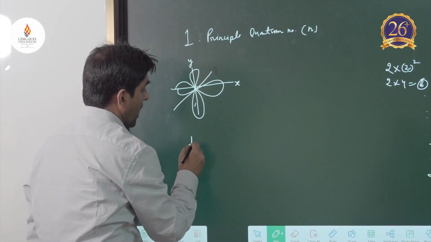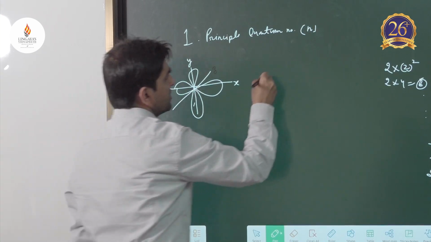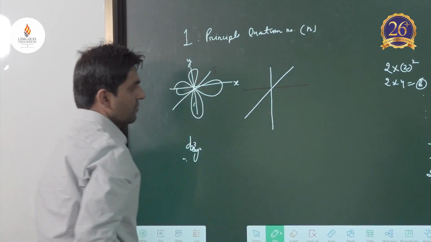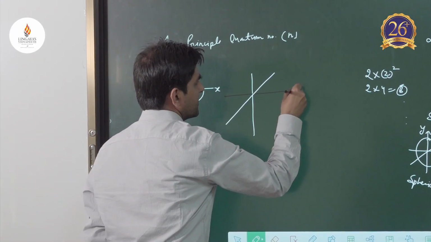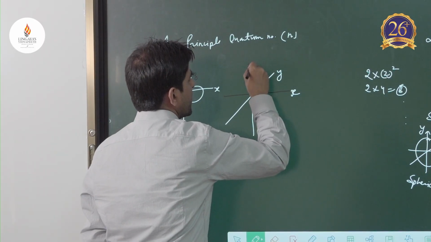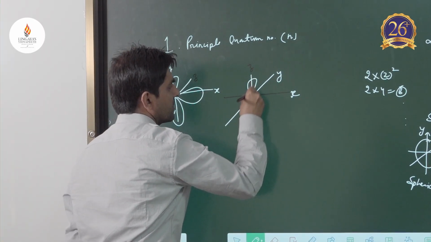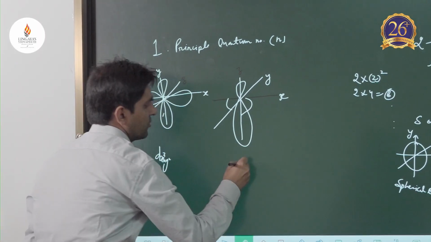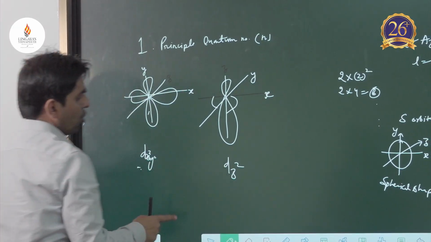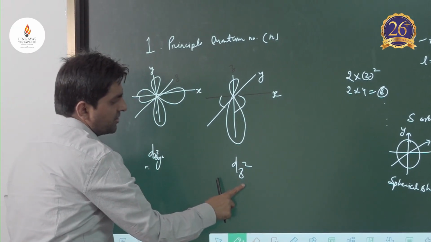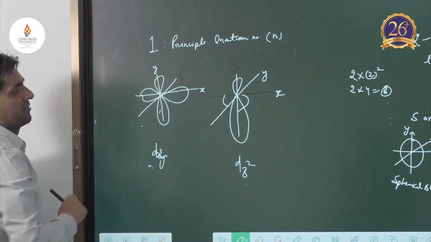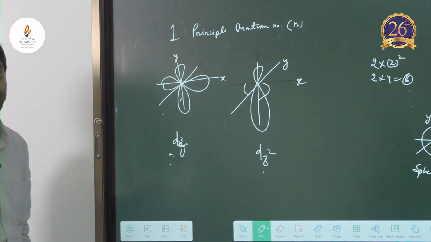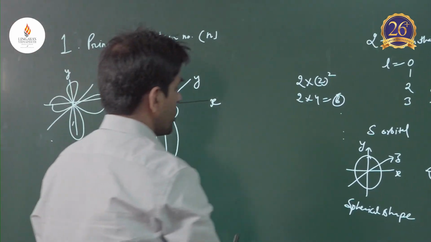That is dx square y square. If we draw the lobe, that is x. Suppose this is y, this is z. If we are drawing this dz square, then one lobe is behind. So that is dz square orbital. The lobes of dx square y square orbital and dz square orbital are on the axis. So these two orbitals have the same energy. It means degenerate energy.